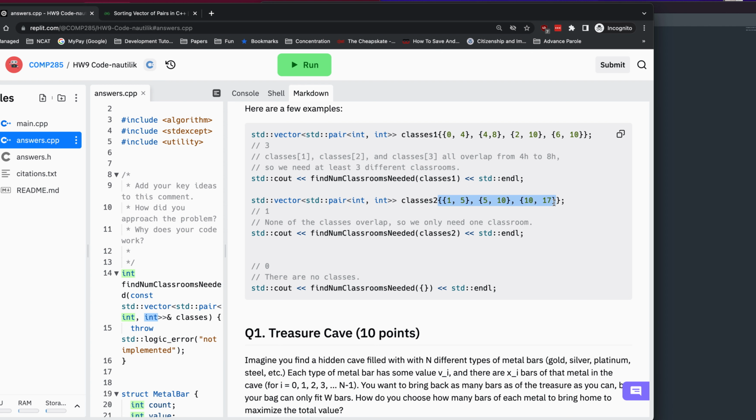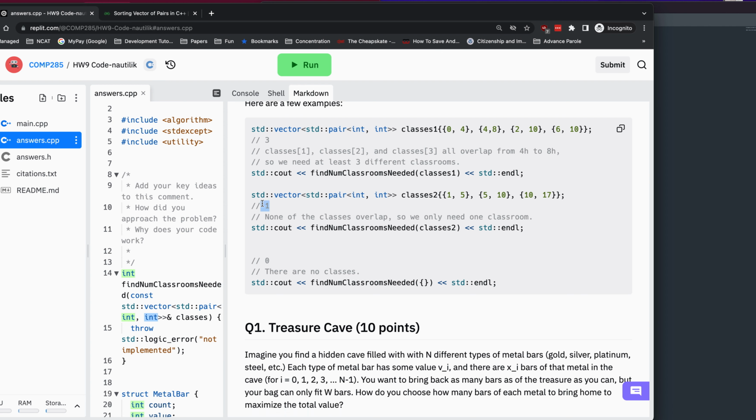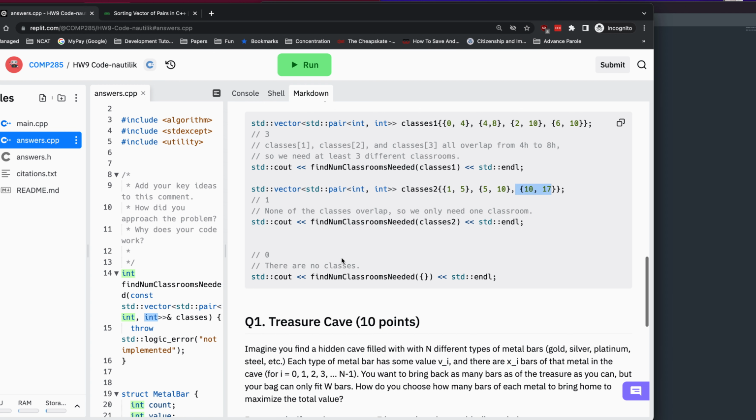Similarly, for the second example, you only need one classroom because there is no overlap. This one goes from 1 to 5, this one goes from 5 to 10, and this goes from 10 to 17, which means you can immediately switch each time. And for the last example, if there are no classes, then you need no classrooms.